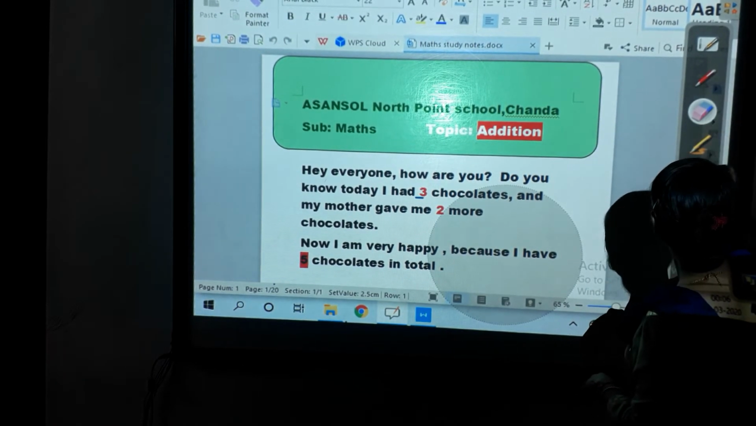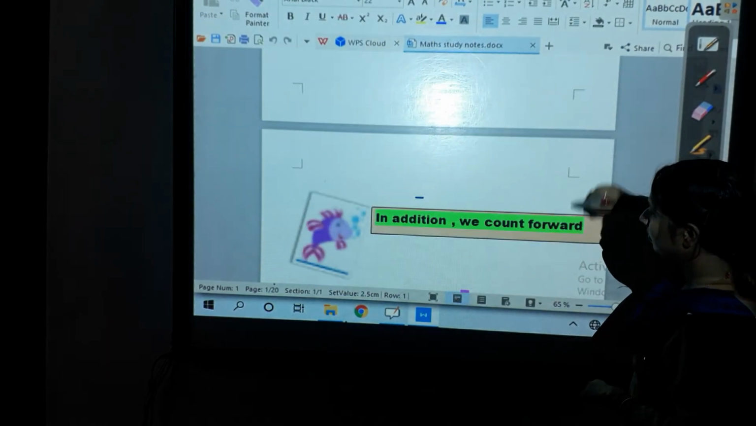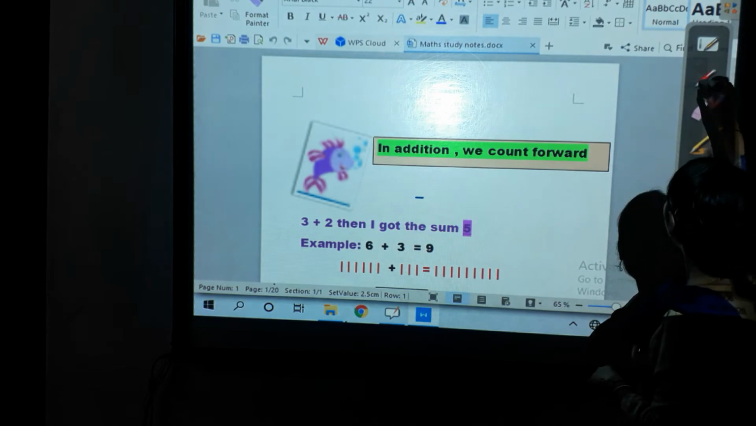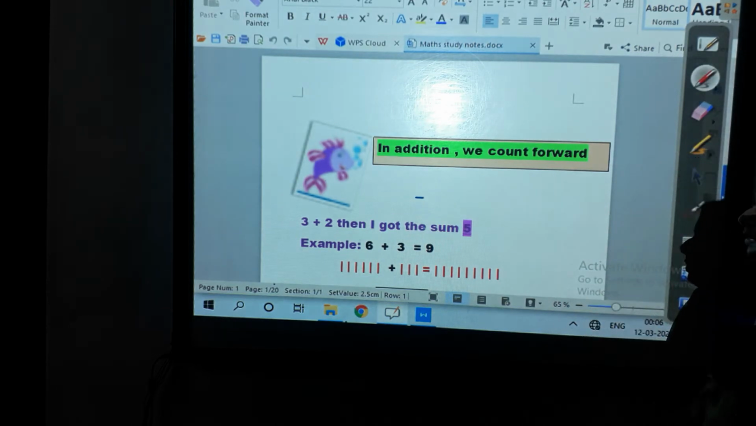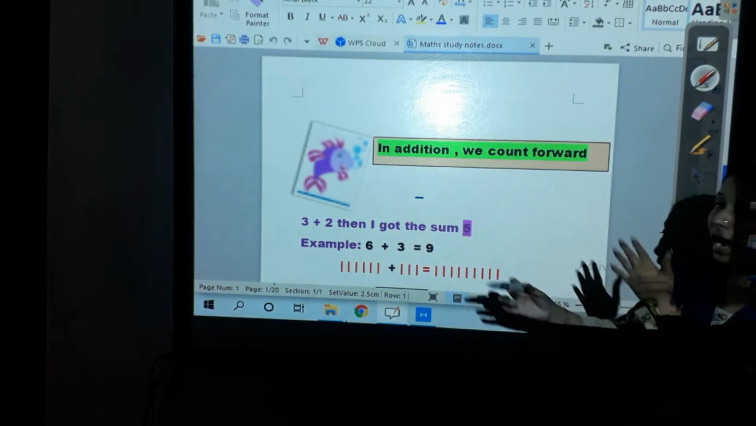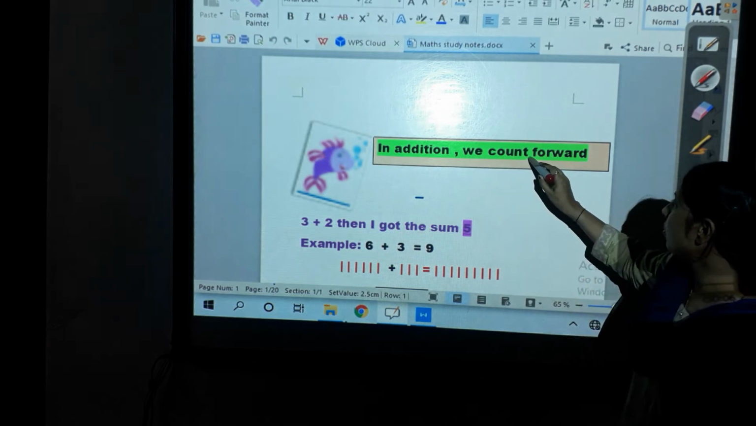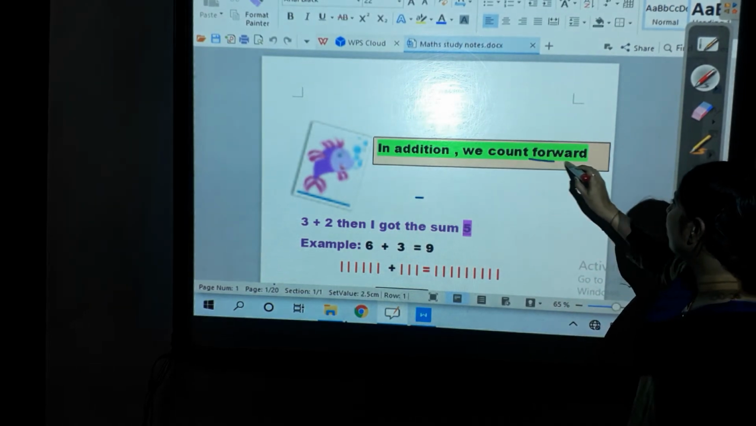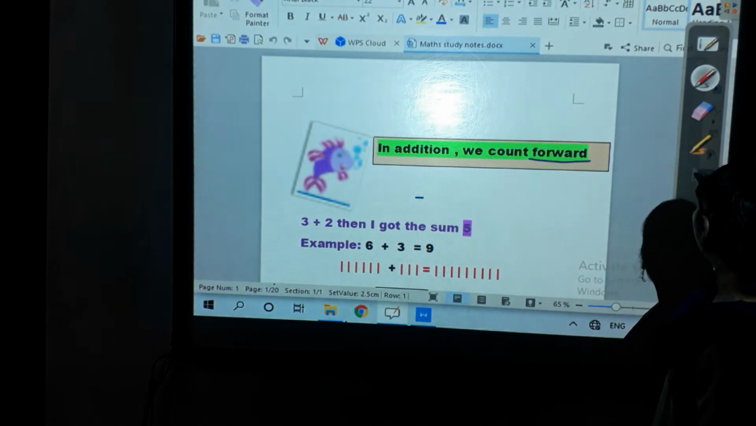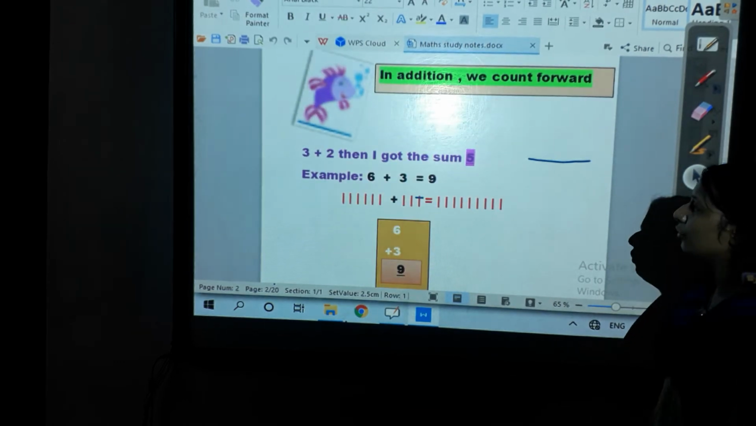Coming to the next. Yes. So here one kind of definition you can say. What is addition? So addition is nothing but to add the numbers in forward mode. So in addition we count forward. Now let us see some sums I have just jotted down for you.